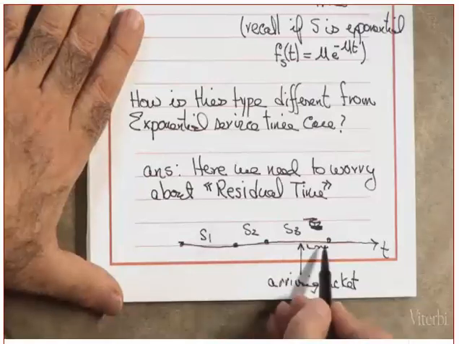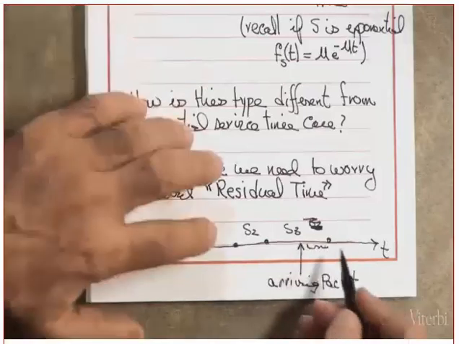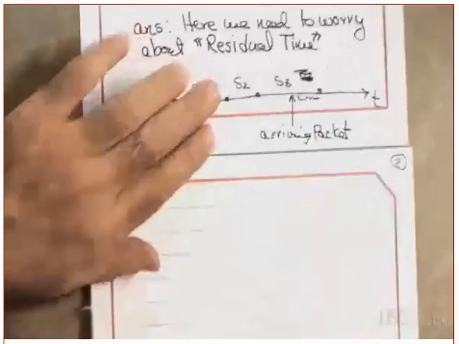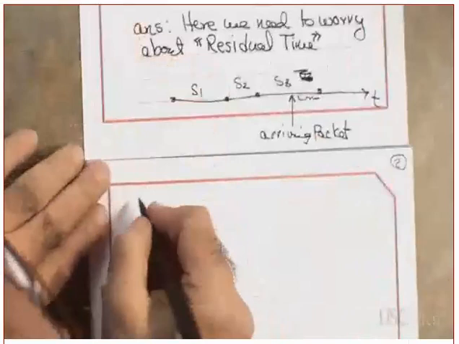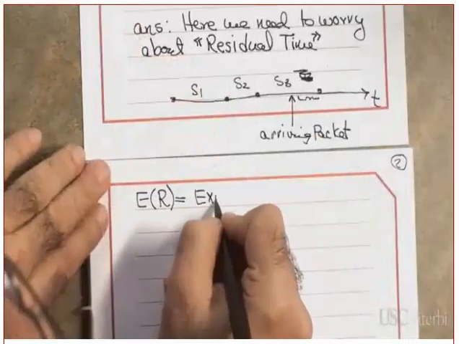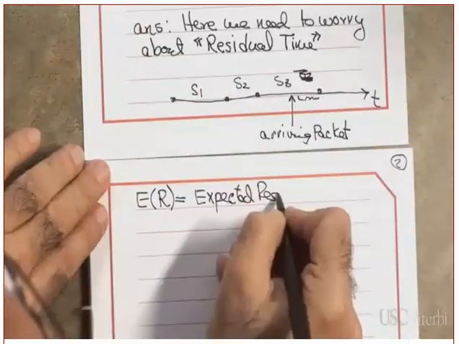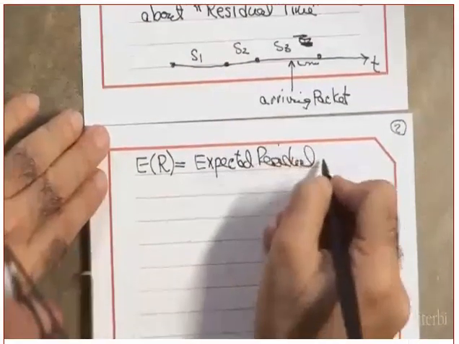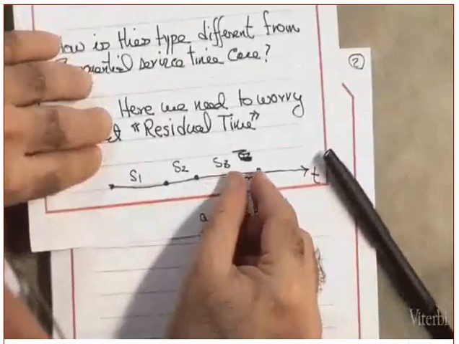Now, the expected residual time is the expected value of R given that the server is busy, times the probability that the server is busy. When I say busy, what does it mean? Busy with a packet. Clear? Okay. Plus the expected value of R given the server is idle, times the probability that the server is idle.